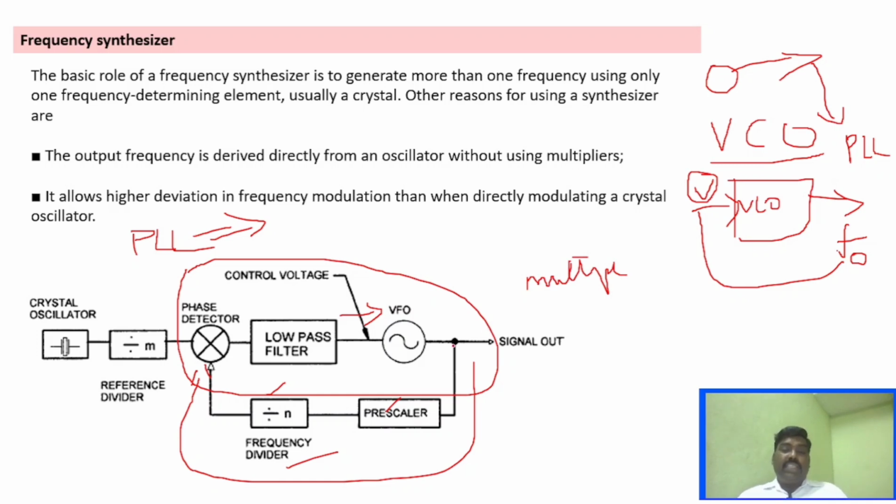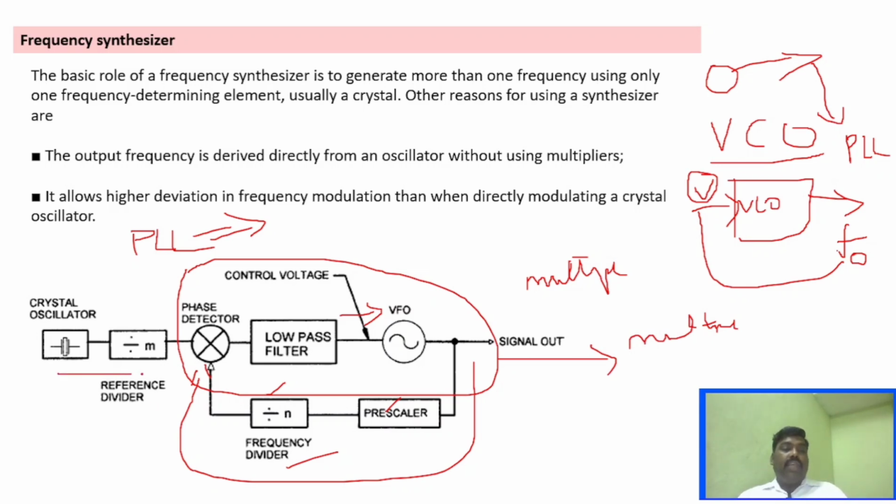Whatever signal is obtained will be divided, and from that signal it will generate the error signal, and the error signal will control the voltage control oscillator. Once again, the same process continues, but we are able to obtain multiple versions of the input signal, multiples of the input signal.